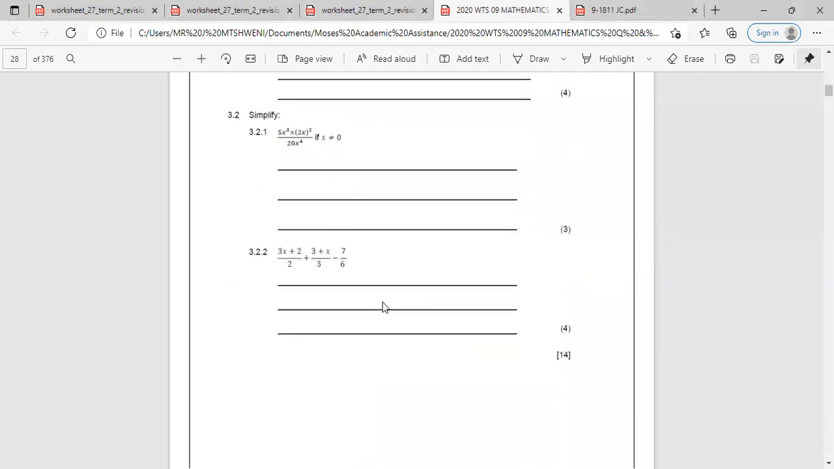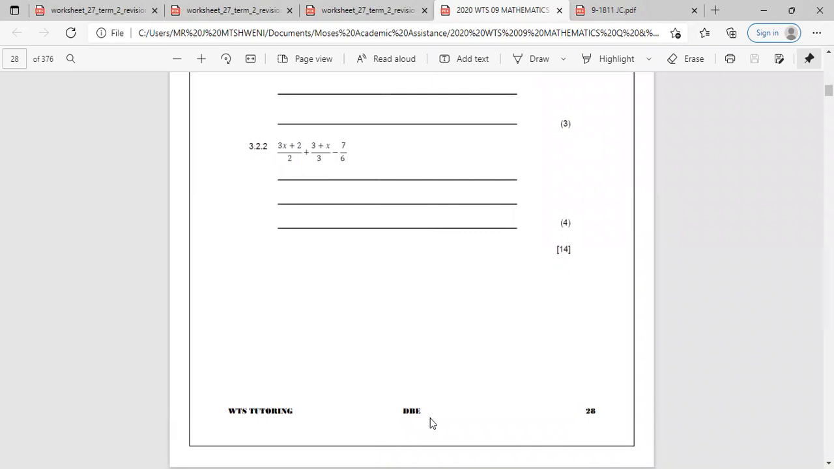Okay, fractions. For the lowest common denominator, the numbers are 2, 3, and 6, which means automatically 6. We can just draw a line and say over 6. 6 divided by 2 is 3, then 3 times x plus 2. 6 divided by 3 is 2, so 2 times, then I put a bracket, 3 plus x. 6 divided by 6 is 1.